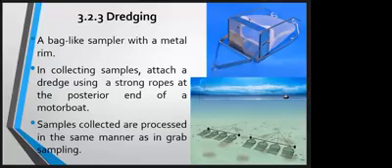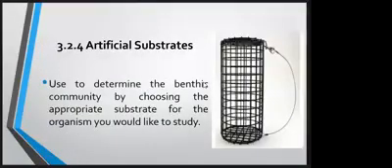Another is the artificial substrates. So usually, this is used to determine the benthic community by choosing the appropriate substrate for the organisms you would like to study. Not all artificial substrates are made with this kind of material. If you have plastics, you can still use that.